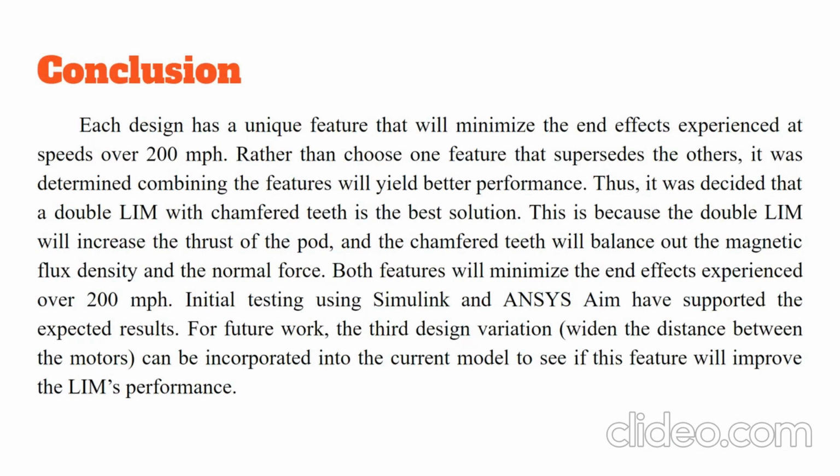In conclusion, each design has a unique feature that will minimize the end effects experienced at speeds over 200 miles per hour. Rather than choose one feature that supersedes the others, it was determined combining the features will yield better performance. Thus, it was decided that a double LIM with chamfered teeth is the best solution. This is because a double LIM will increase the thrust of the pod, and the chamfered teeth will balance out the magnetic flux density and the normal force. Both features will minimize the end effect experienced over 200 miles per hour.